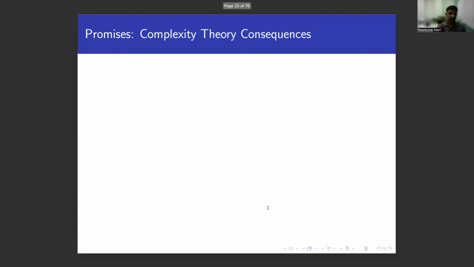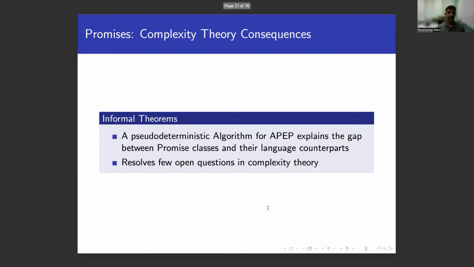Okay. So now let's talk about the results, the promises part. So we're going to talk about the complexity theory consequences. Informally, the first result says that if we have a pseudodeterministic algorithm for APEP, that explains the gap between promise classes and their language counterparts. And using this connection, we'll show that the design of a pseudodeterministic algorithm for APEP will resolve a few other interesting open questions from complexity theory. Okay.